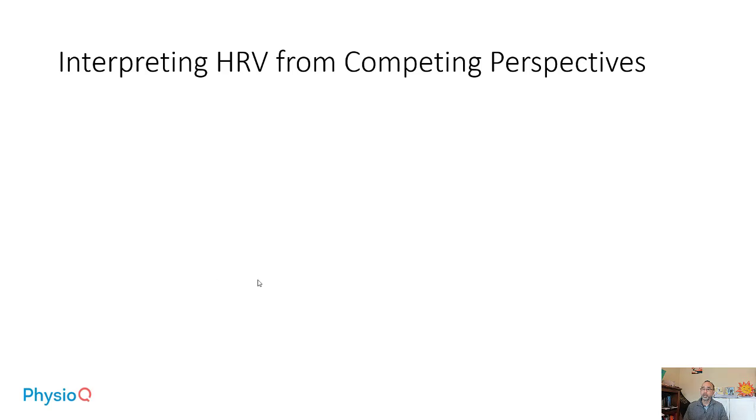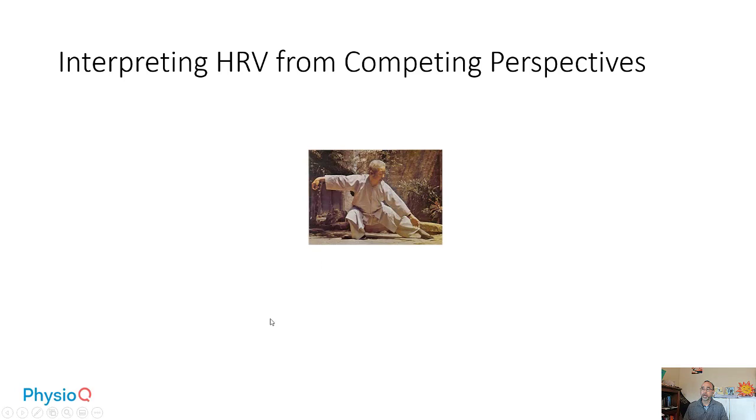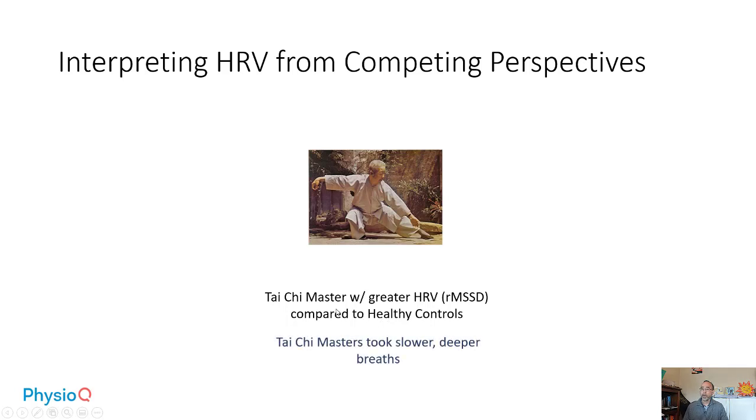A good example of this is something that I encountered myself in collaboration with Harvard OSHA Research Center. We were interested in seeing whether Tai Chi masters had higher heart rate variability compared to healthy controls. And they indeed had higher heart rate variability, particularly in RMSSD. And it was found out the reason probably for the higher heart rate variability was due to the fact that they took slower and deeper breaths.